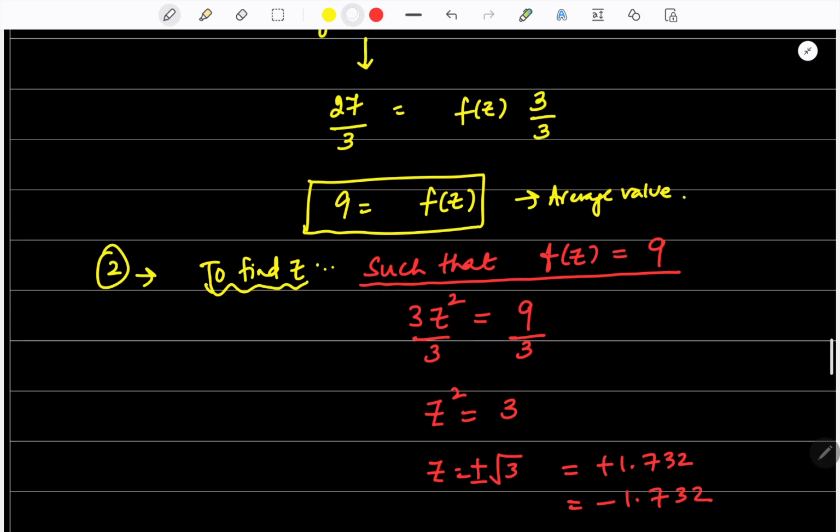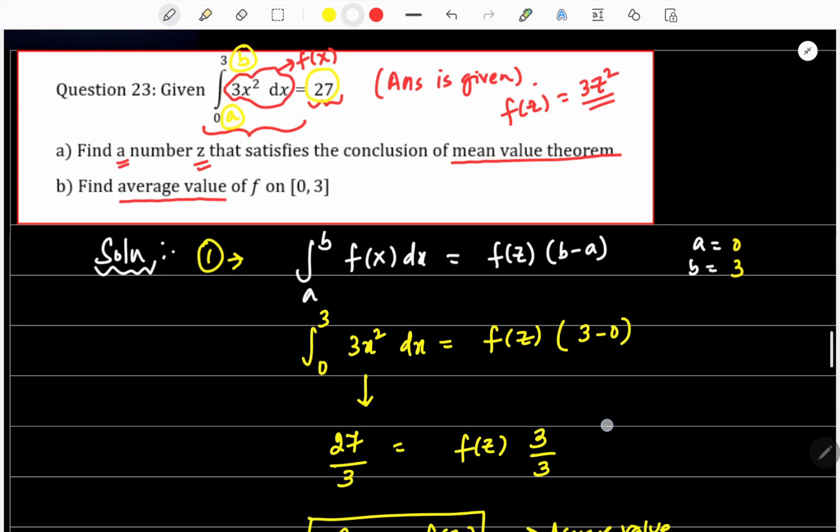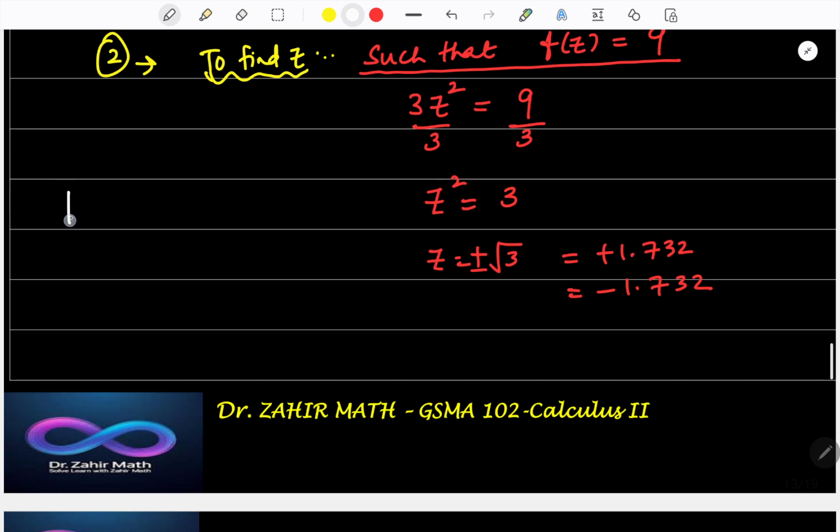And what is your interval? Let's take the interval 0 to 3. So your interval is what? 0 to 3. This is 0 and this is 3. There are two values, right? So here is 1.732. But the negative answer is here, but it is out of the interval limits, or you can say out of the value, whatever it is.